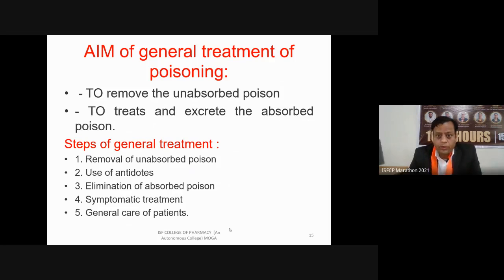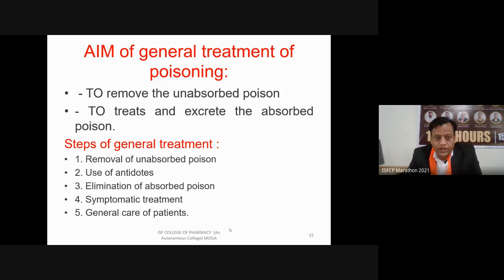So before absorption into the intestine, if we remove the poisonous substances from the stomach, then we can reduce the hazardous effect or toxicity that these poisons can produce. So removing the unabsorbed poison from the stomach is the important factor in the treatment of poison. If the poison is absorbed, then the treatment is based on how we can excrete this poison, or how we can minimize the effect of the poison. So these are the general treatment of poison.